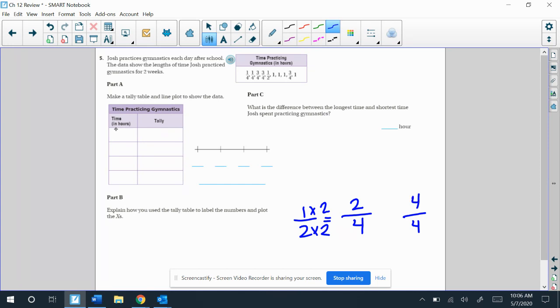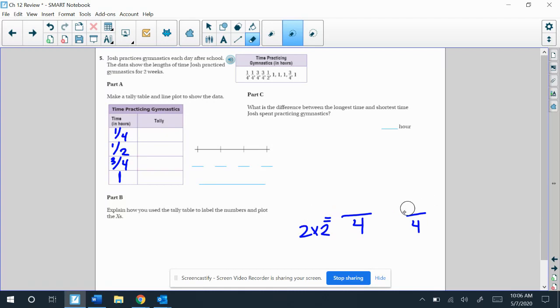Now we can put these in order. I have 1/4, that's smaller than 3/4 or 2/4 or 4/4. Then I have 3/4 or 2/4. I have 2/4, but I'm going to use the original number, 1/2. Now I have 3/4 or 4/4. Well, 3 is smaller than 4. And then our last one is the whole. I'm going to use the original number again. This was how I put it in order. If yours is not in order, please fix it now.